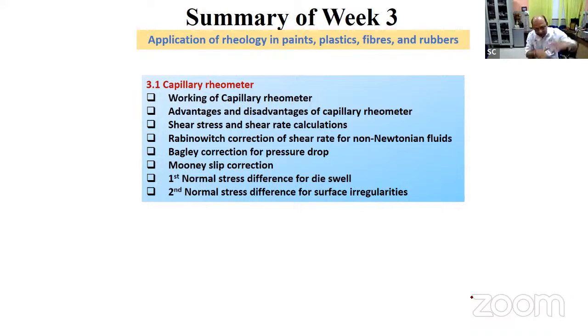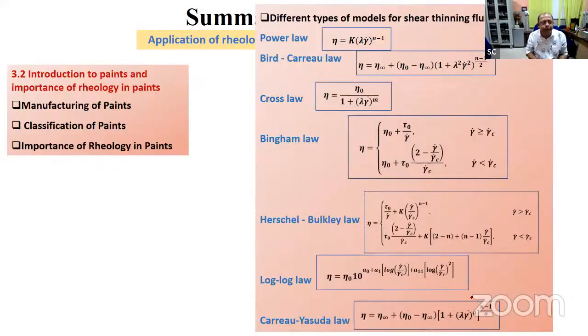You take the corrected data, and then you try to estimate the first normal force difference, which measures the die swell or calendar shrinkage. I told you already, the second normal force difference is about the surface irregularities or undulation. So that I have covered very briefly. Most importantly here, I got a scope of giving you some idea about the paints.